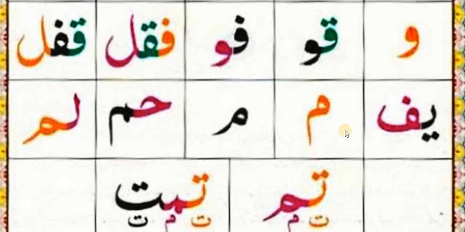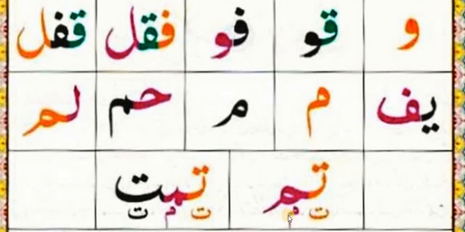Mim, mim. First one is the short form of ha connected with mim. Ha, mim. Lam, mim. Ta, mim, ta.